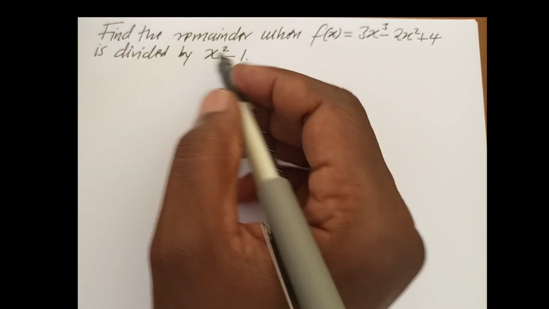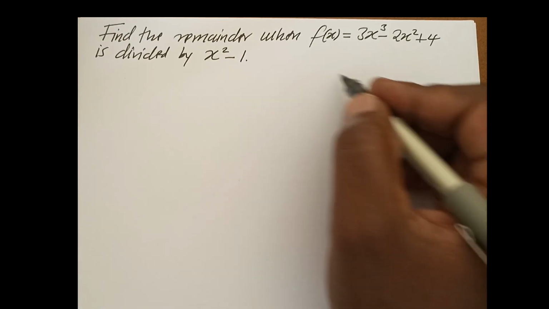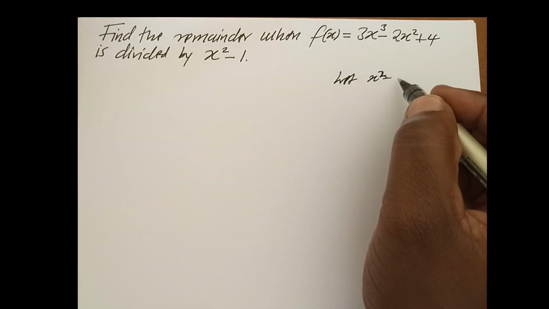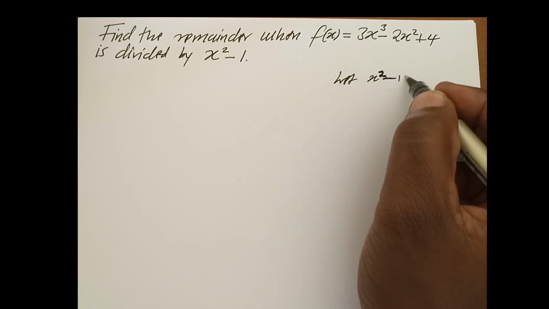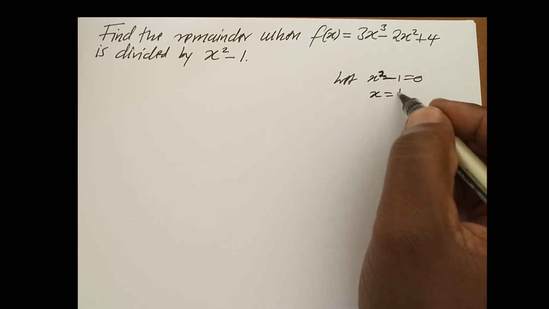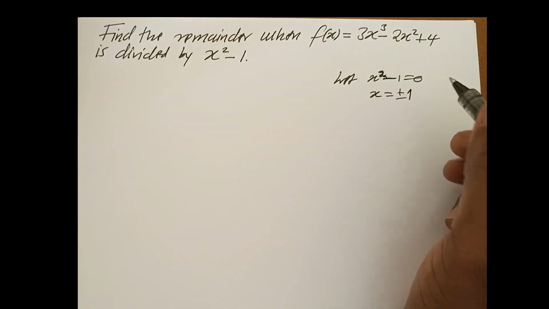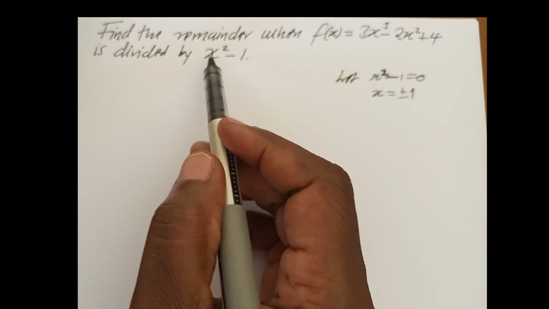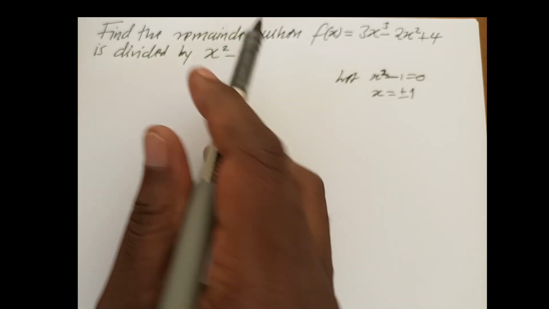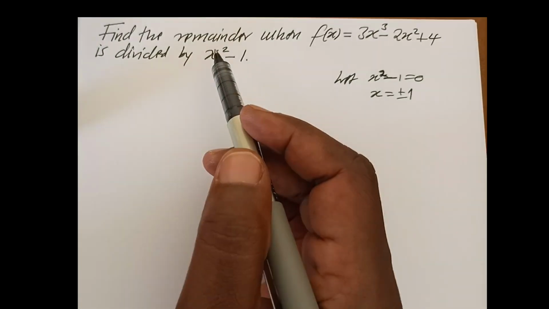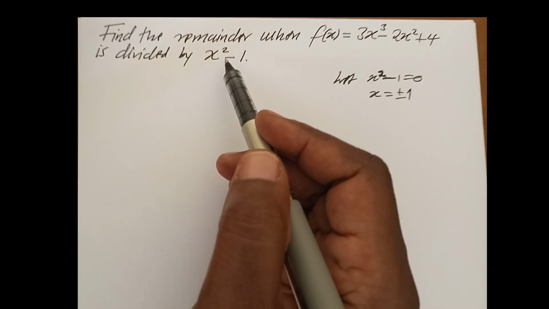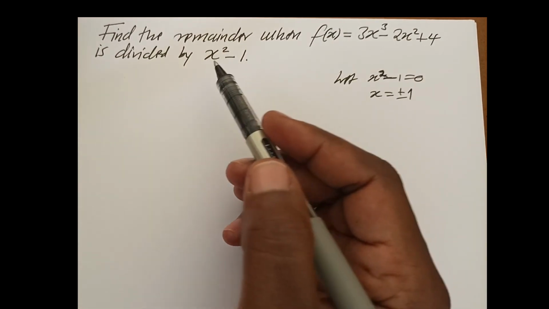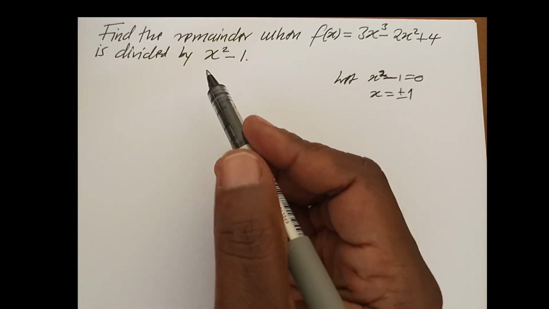We cannot say let x squared minus 1 be equal to 0, and then your x is going to be plus or minus 1, and then substitute this into the expression. No, this cannot work because the divisor here is of degree 2. It can only work when it is a linear function. So in this case, we are left with no choice but to go for long division.